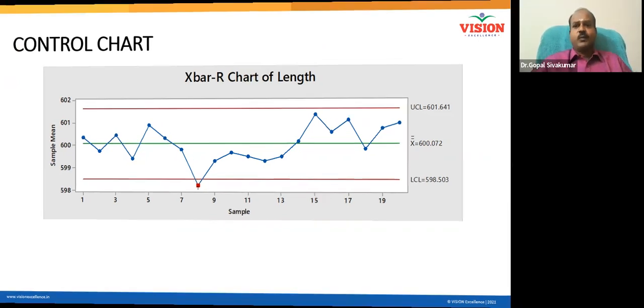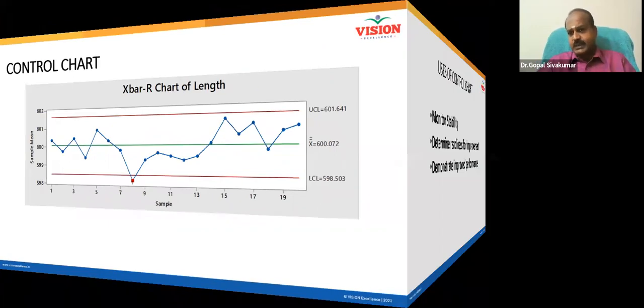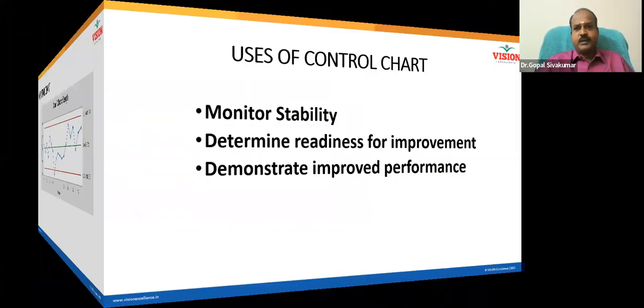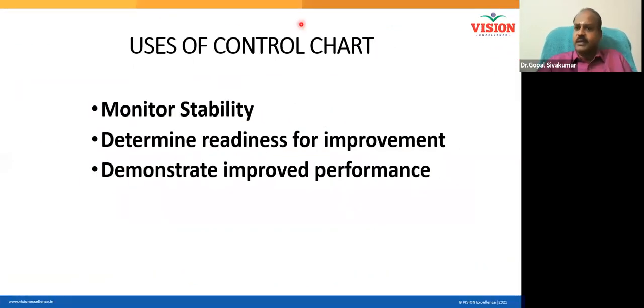So with that note, why control chart? You can monitor stability. You can determine readiness for improvement. Readiness for improvement means, shall I do capability analysis? Please do the capability analysis if the process is under control.